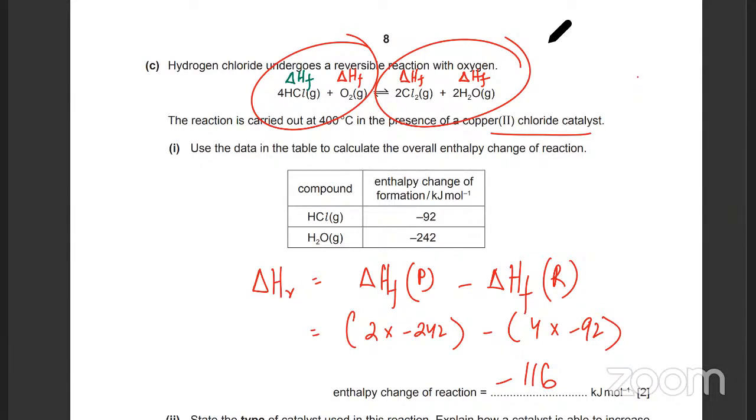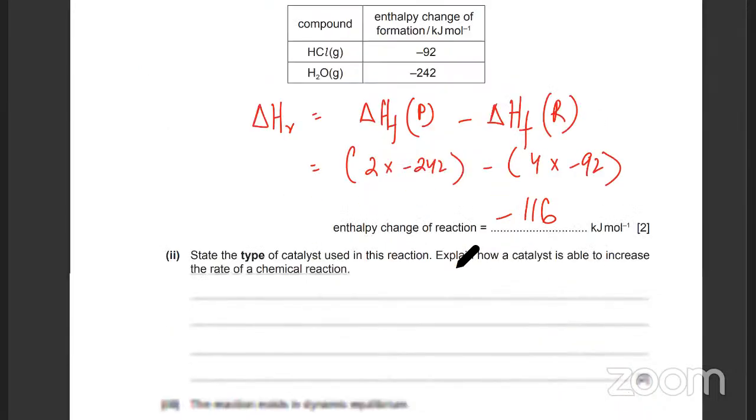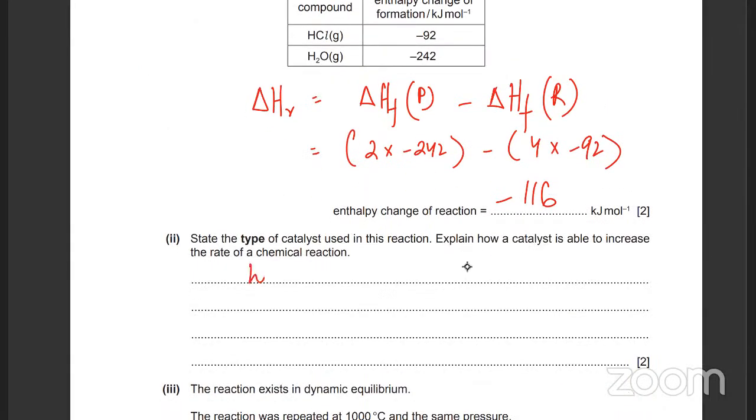Heterogeneous. Yeah, that's going to be heterogeneous because it's definitely not a gas. It's an ionic compound. It's most likely a solid, or it's a soluble compound, so maybe it's aqueous as well. But at least it's not a gas. The other ones are gases. So your reactants are gases. So heterogeneous catalyst: when the catalyst and the reactants have a different phase or state.